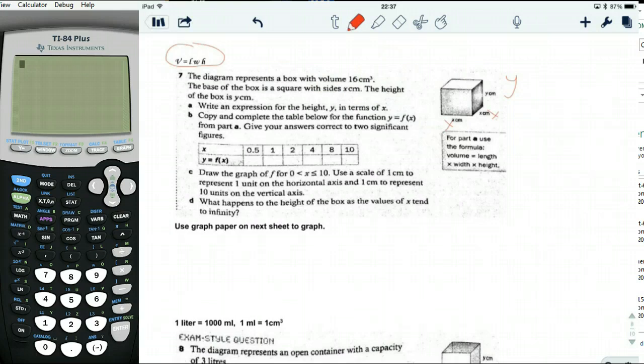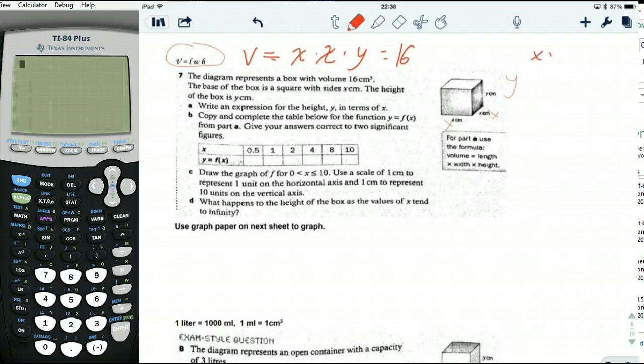Let's see. Well, we do know that volume equals length times width times height. So we'll write volume equals length, which is x, times width, which we know is x, times height, which we know is y. And we also know that the volume is 16. Okay, so now if you figured it out, pause the video and solve for x. If you don't know, then continue on.